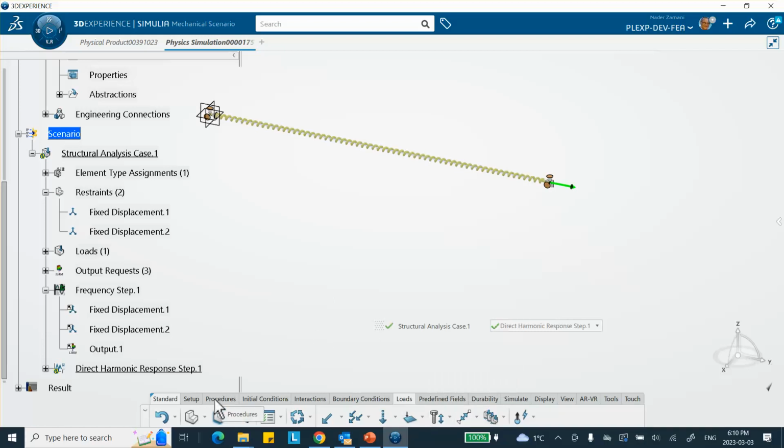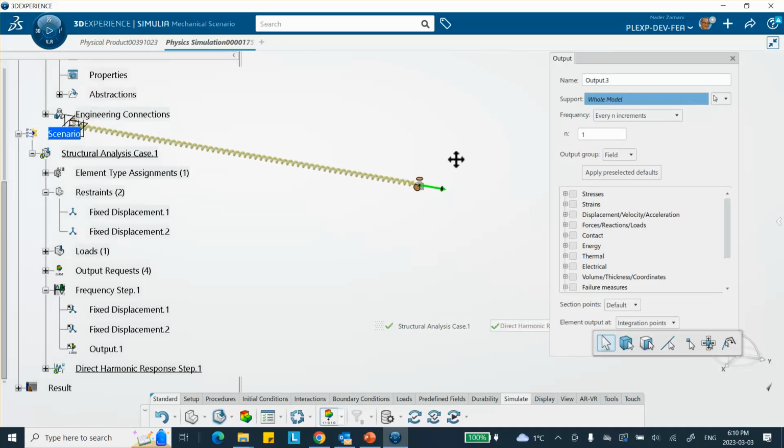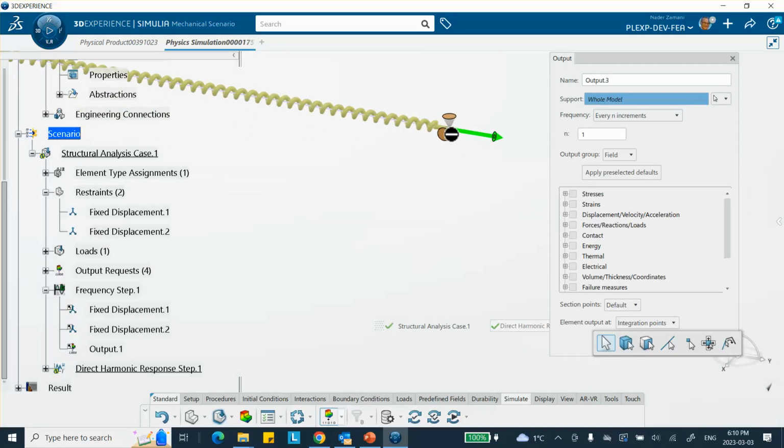So we go to a simulation. Let's ask for some data, because I want to be able to plot the information about this point. So we click on the output and try to select this point right there.